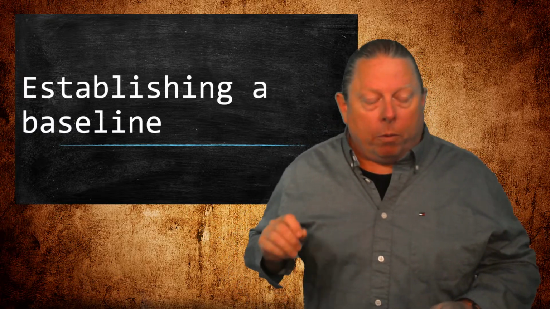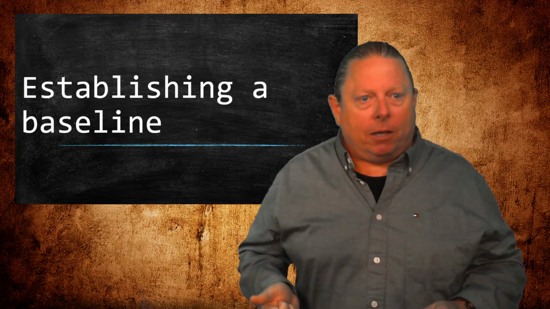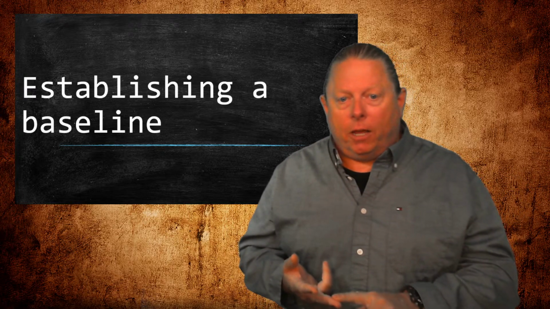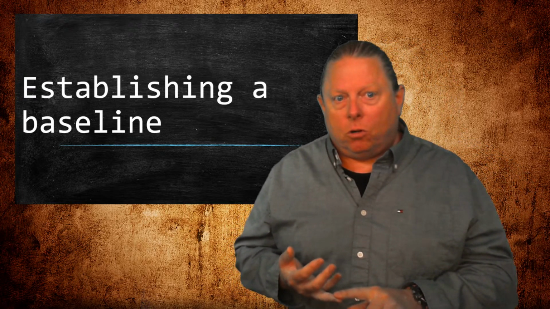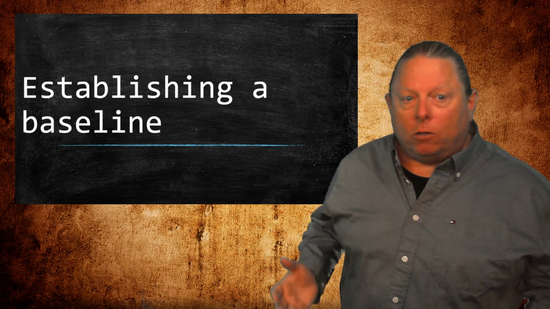And then when we make changes, we can see from that baseline, did that change make things worse? Did that change reduce the number of waits that we're seeing? Did that change reduce the CPU load on the server? Did that change reduce the amount of blocking on the server? Did that change reduce the amount of memory needed for queries to run?